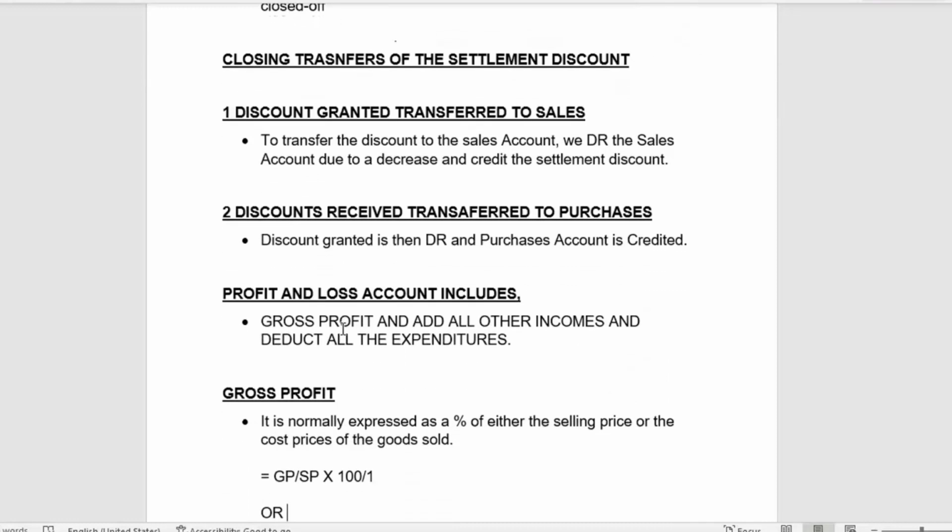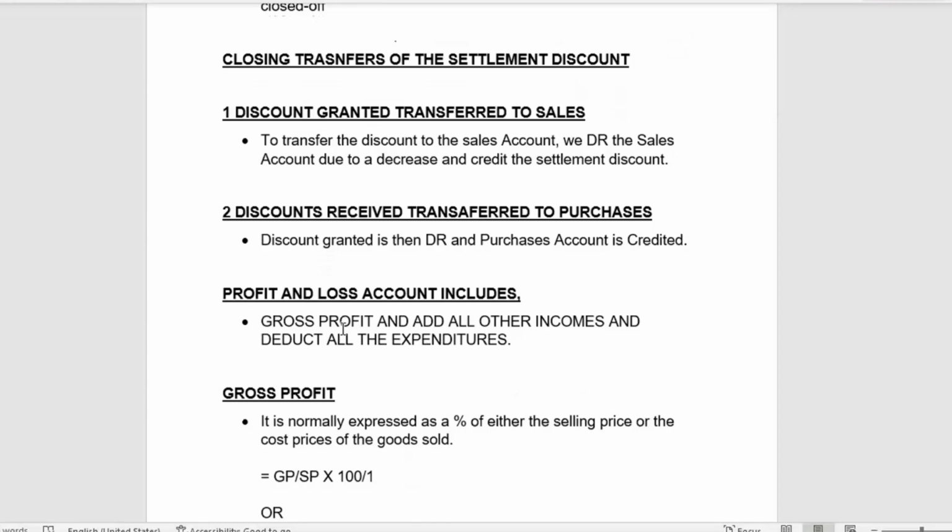When they ask you the normal journals or the closing transfer journals, you must just know that you go the opposite way. Closing transfers of the settlement discounts: discount granted is transferred to sales. We transfer the discount to the sales account. We debit the sales account due to the decrease, and then we credit the settlement discount.